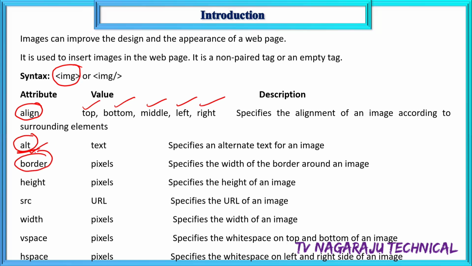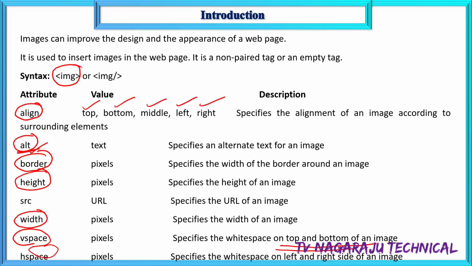Border. Border specifies the border of the image, that is how much width of the border around the image. Then the height of the image, the width of the image. vspace specifies the white space that needs to be allocated on the top and bottom of the image. V means vertical space. hspace specifies the white space on the left and right side of the image.